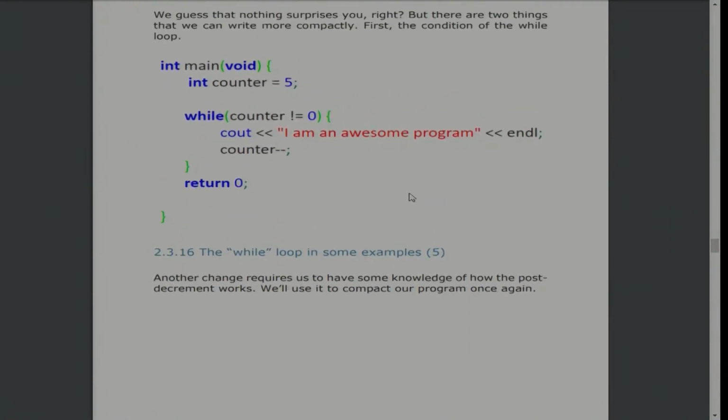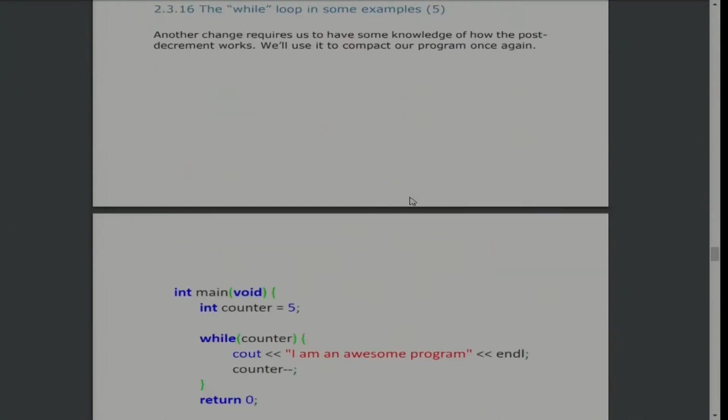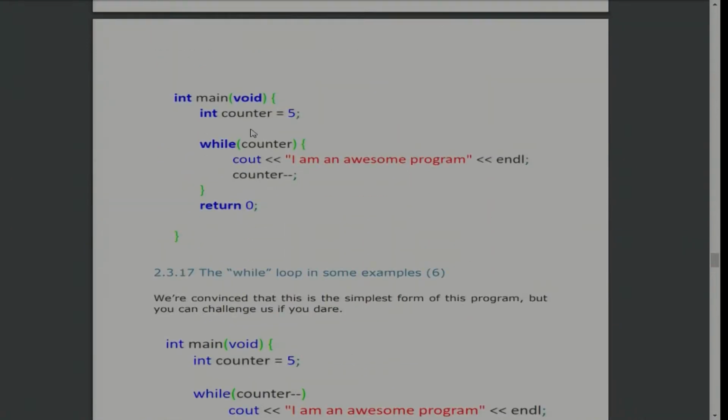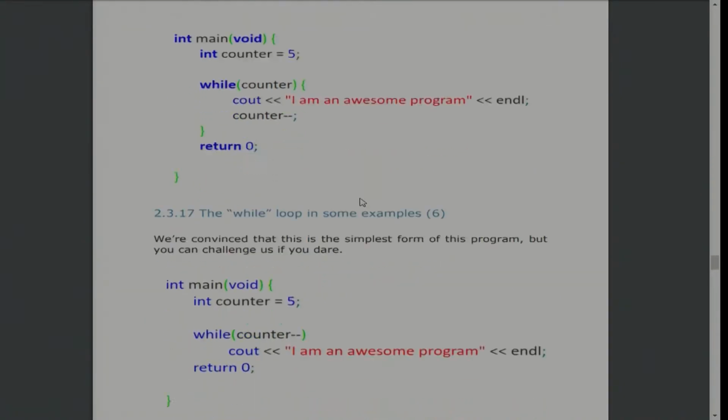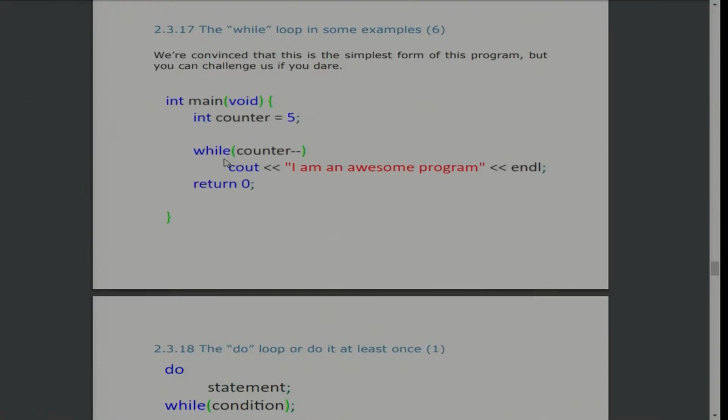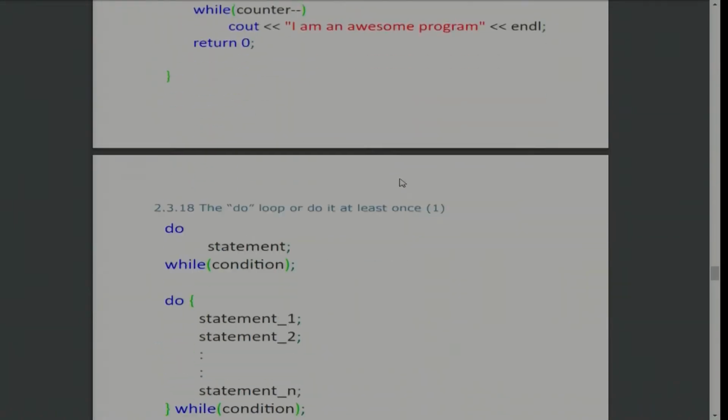So there are different ways of writing this same program. While counter is true, print out that, subtract 1, and there's also another one. While counter is true, you check the condition and subtract at the same time. It's the same program. It will print out I am an awesome program 5 times.